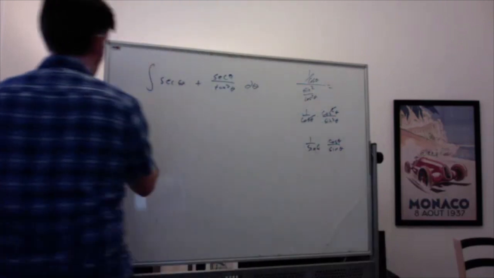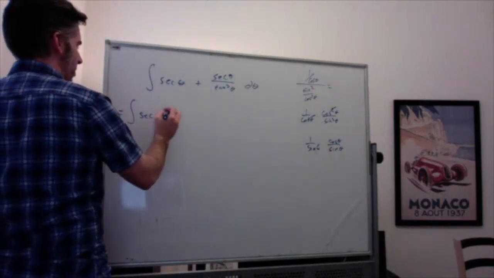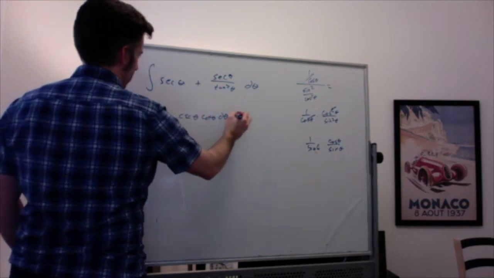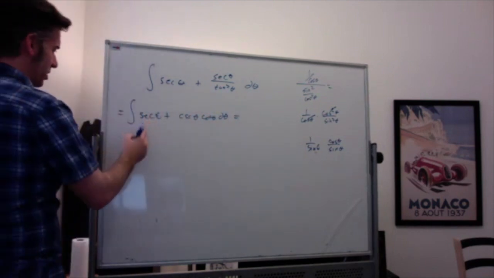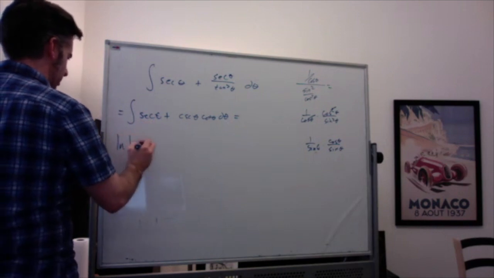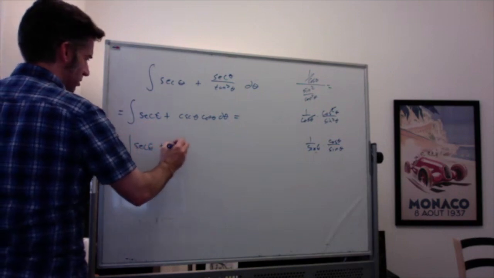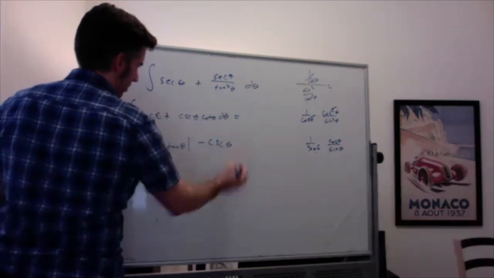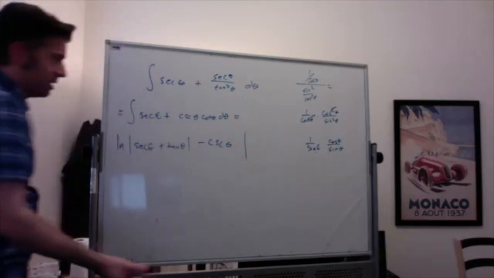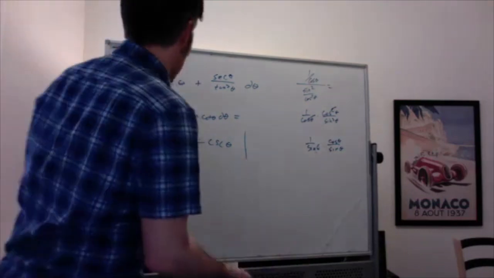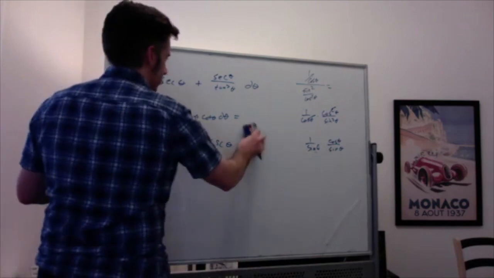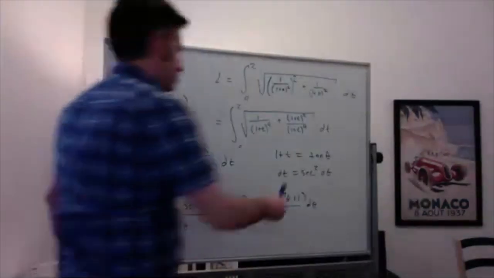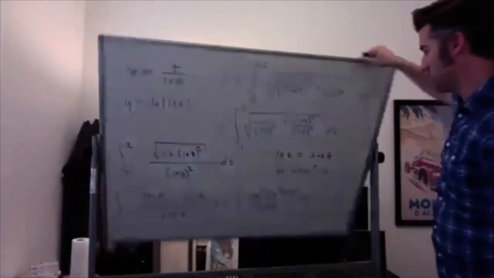So this ends up being the integral of secant theta plus cosecant theta cotangent theta, which ends up being the integral of secant, which is the natural log of the absolute value of secant theta plus tangent theta, and the integral of cosecant cotangent, which is just minus cosecant theta. From, now I have to think about our limits of integration. Oh, we actually have to change back to t's. So tangent theta is 1 plus t.